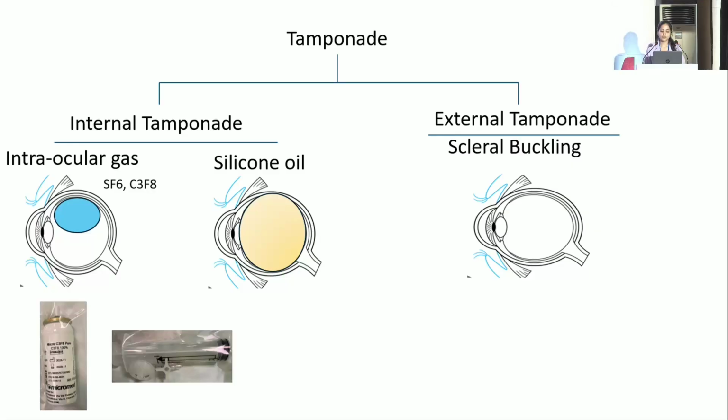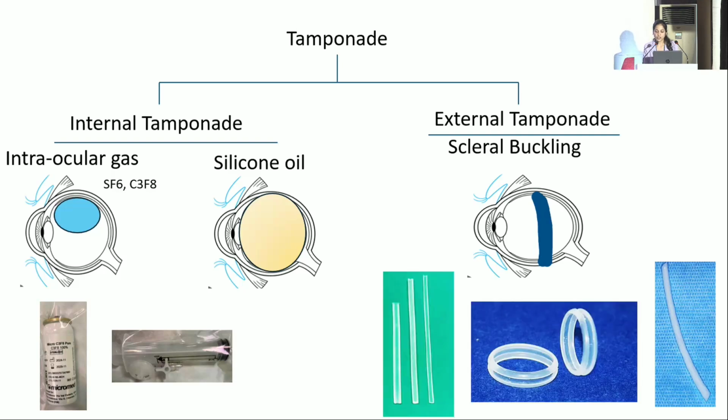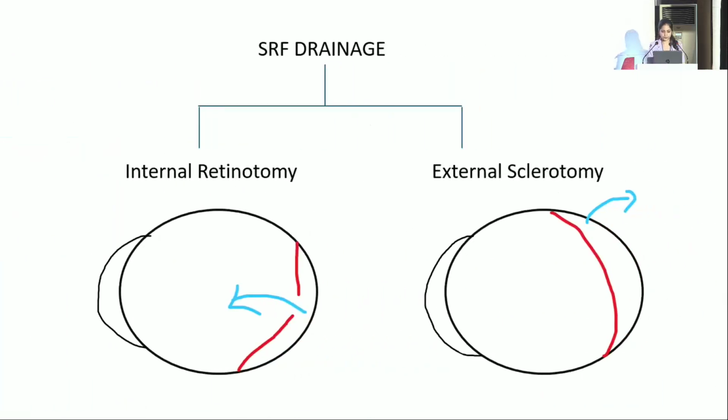And to ensure the chorioretinal apposition, we provide tamponade either internally with intraocular gas, and the commonly used ones are SF6 and C3F8, which cause apposition of superiorly detached retina. And silicone oil can be used in case of giant tears or if there is extensive PVR. And external tamponade can be done with scleral buckling, where we use silicone explants, which can be tires or bands or sponges, to reattach the retina. And SRF drainage is optional, and it can be done by internal retinotomy if you are doing a PPV, or external sclerotomy if you are doing a scleral buckling.